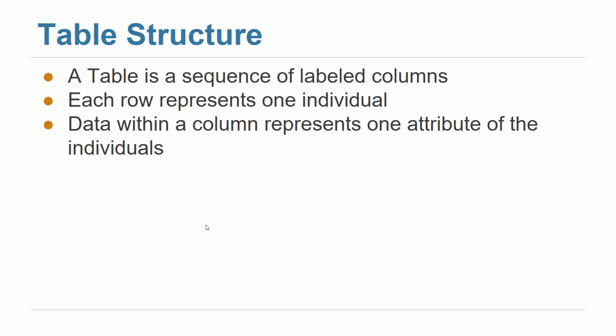Data within a column represents one attribute of the individual. We'll see an example of that, but it's like a feature of the individual. So if we have students, maybe one column will be the name, another will be the student ID, and so on.